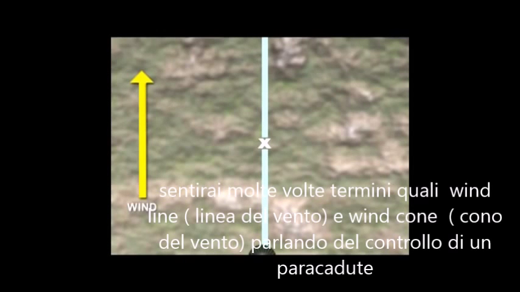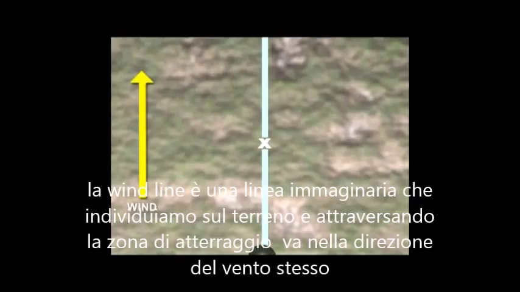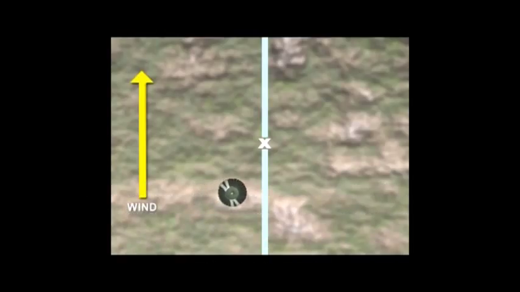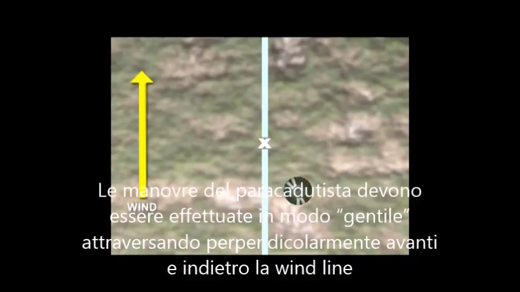You'll hear the term wind line and wind cone a lot when talking about canopy control. The wind line is an imaginary line on the ground running in the direction the wind is blowing and passing through the landing area. Parachute maneuvering is generally done back and forth across the wind line.